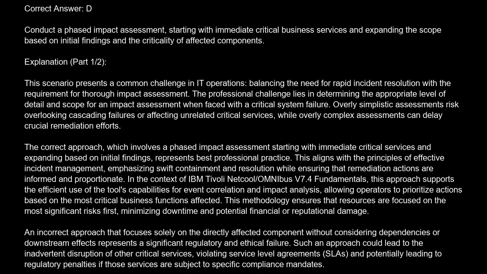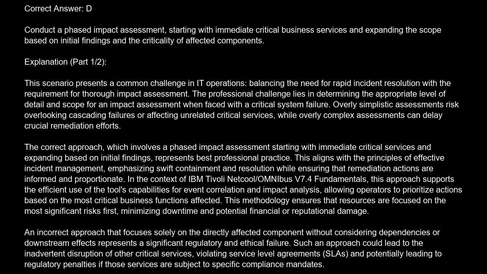Correct answer is D. Conduct a phased impact assessment, starting with immediate critical business services and expanding the scope based on initial findings and the criticality of affected components. Explanation. This scenario presents a common challenge in IT operations, balancing the need for rapid incident resolution with the requirement for thorough impact assessment. The professional challenge lies in determining the appropriate level of detail and scope for an impact assessment when faced with a critical system failure.